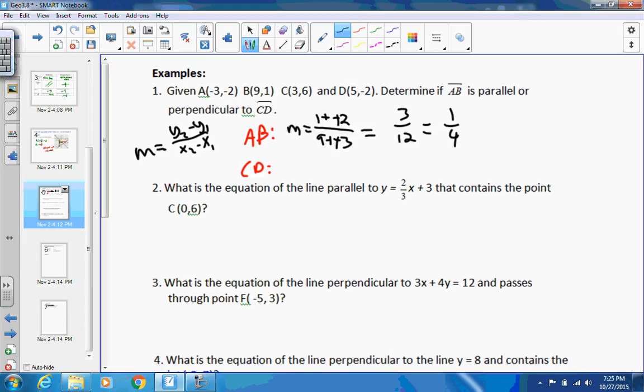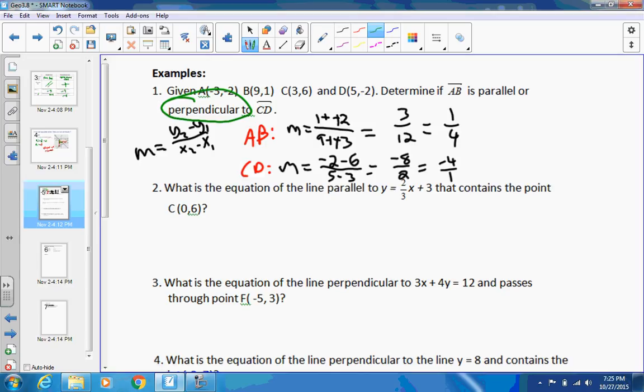For CD, the slope, we can use the 2 points for C and D. Let's do negative 2 minus 6 over 5 minus 3. And you end up getting negative 8 over 2, which reduces to negative 4 over 1. So are these parallel or perpendicular? Well, I would say that they are perpendicular because they're opposites and they're reciprocals.